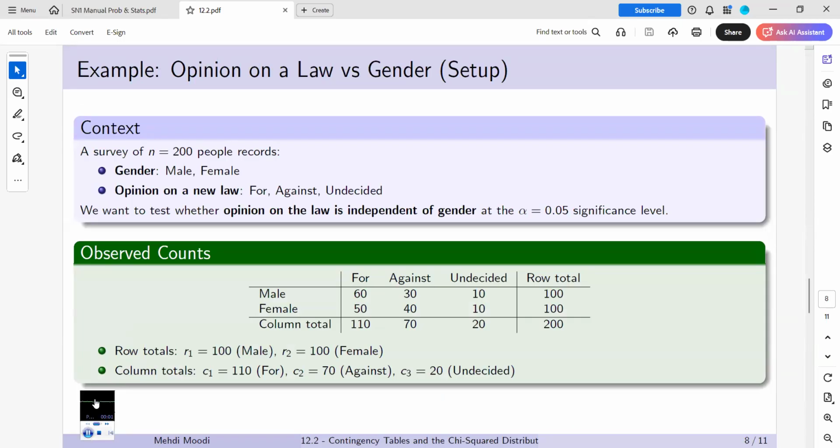Here are the raw counts from our survey, a little 2 by 3 contingency table. One variable lives in the rows, one in the columns, and every cell is a head count. The big question is, does this pattern look like what we'd expect if gender and opinion had nothing to do with each other? On the next slide, we'll build the ideal table under independence and see how far reality wanders from that ideal.